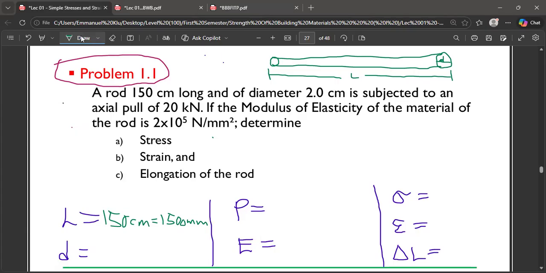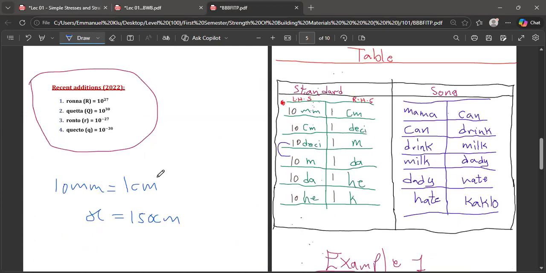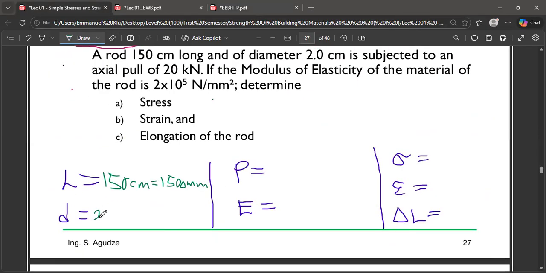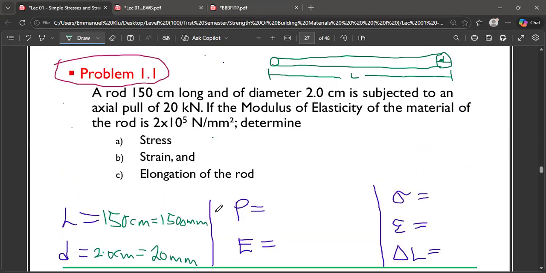From whatever rule we established over here, let's go back to the rule we established. This time we are converting 2.0 the other way around. So you realize that it's just a matter of multiplication. So this is 2.0. If you multiply 2.0 by 10, what are you going to get? 20 millimeters, right? So now 2.0 centimeters is equal to 20 millimeters. Yes. Okay.